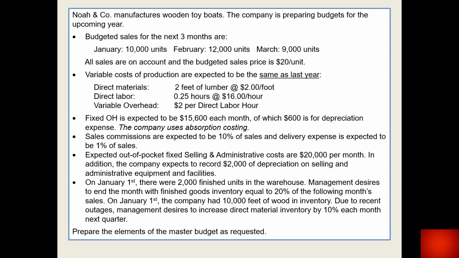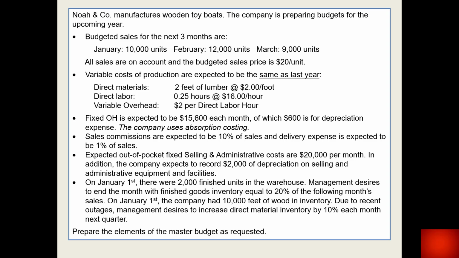The company is preparing budgets for the upcoming year. Budgeted sales for the next 3 months are January 10,000 units, February 12,000 units, March 9,000 units. All sales are on account and the budgeted sales price is $20 per unit.